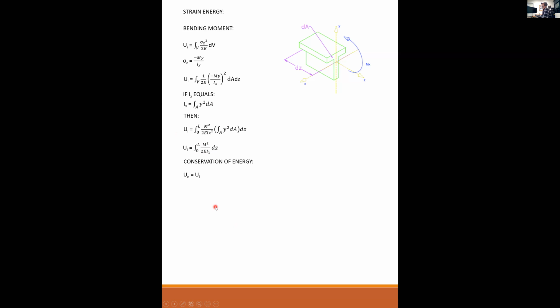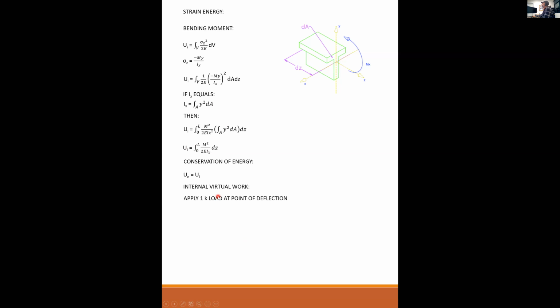And then we say conservation of energy: external work has to equal the internal work. Okay, so this is the general form here. This is the form we're going to work with. Now, how do we actually make this useful? How do we get deflections out of this equation?